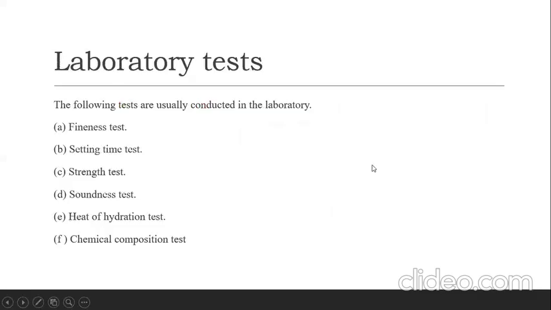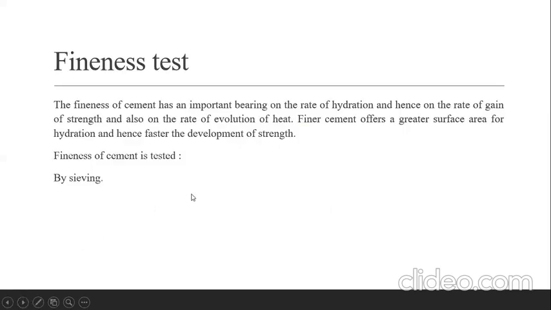Here we have a few types of tests such as the fineness test, setting time test, strength test, soundness test, heat of hydration test, as well as chemical composition tests. In the case of the fineness test, it can be done by sieving the cement sample.